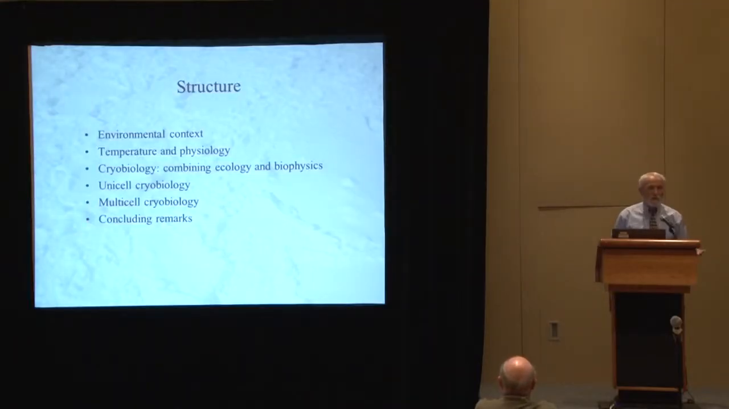The rough structure: I want to say something about the environmental context of cold temperatures. I then want to say something briefly about how temperature and physiology are linked. And then I'm going to move into the meat of it, trying to look at links between lab cryobiology and ecology in the field. And I'm going to divide it in a very particular way, as you'll see. I want to look at unicells first, and then multicells, and then I'm going to try and tie everything together at the end.